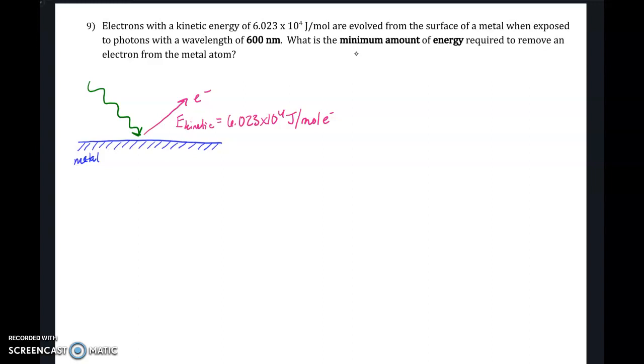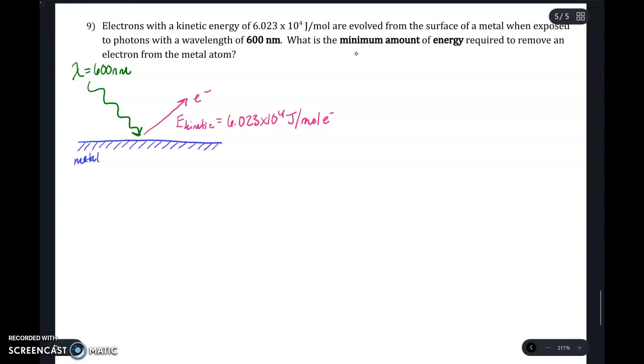Moving on in the problem, it says that this is happening, right? These electrons are ejected with this kinetic energy when they're exposed to photons with a wavelength of 600 nanometers. So this means the wavelength of the light coming in is 600 nanometers. That's causing these electrons to eject with this energy.